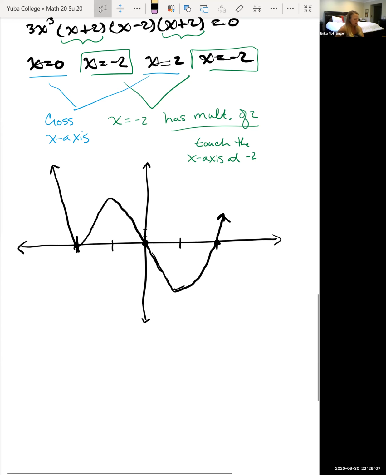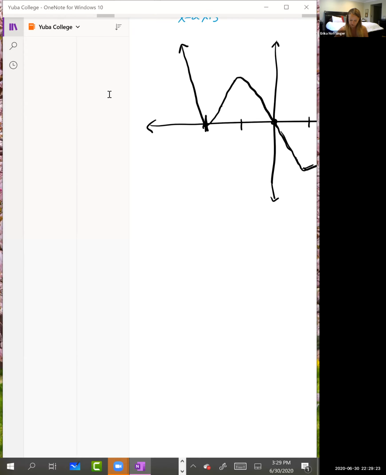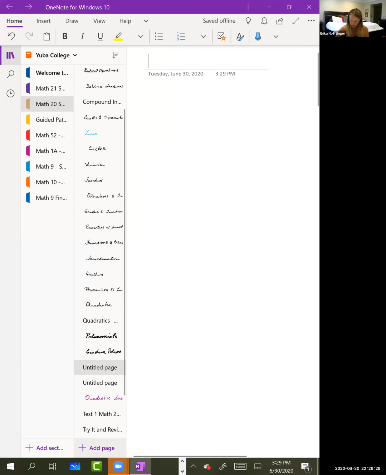Okay. So that is 5.2. 5.3 and 5.4 are graphing rational functions. So graphing rational functions. And I'm going to just kind of put them together when I talk about them.